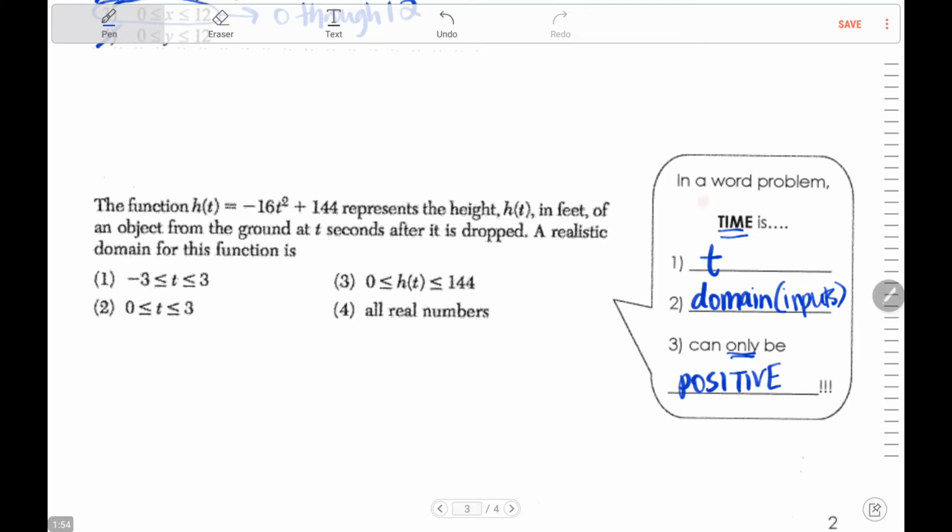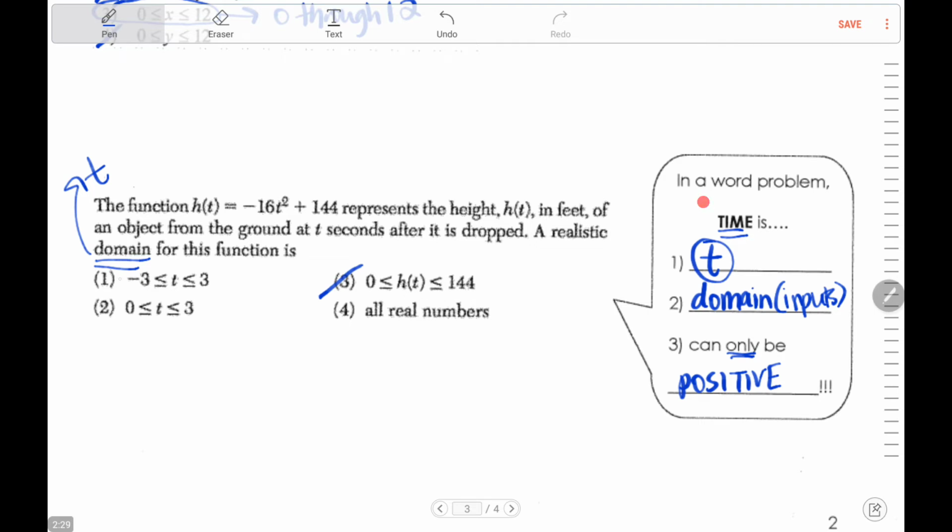Okay, and we know that. So in this function, h of t equals negative 16t squared plus 144 represents the height h of t in feet of an object from the ground at t seconds after it is dropped. A realistic domain for this function, domain is talking about the x values, or in this case, the domain is time t. We can eliminate answer choice 3 because h of t is not just t. We're talking only about t for the domain.